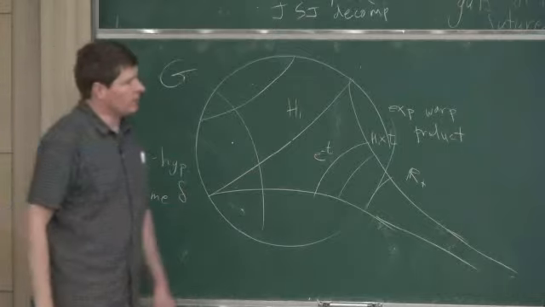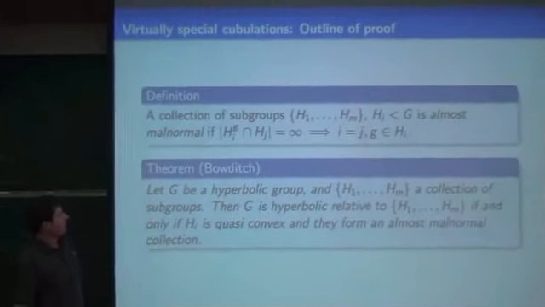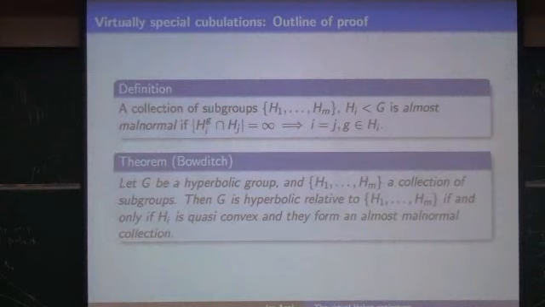So that's where this relative hyperbolicity notion comes from. So examples of malnormal subgroups: if you have a hyperbolic group, a delta hyperbolic group, and you take a collection of elements of infinite order in it that are primitive, so they're not proper powers, and they're not conjugate to each other or any power of each other, then those will form an almost malnormal collection of cyclic subgroups.